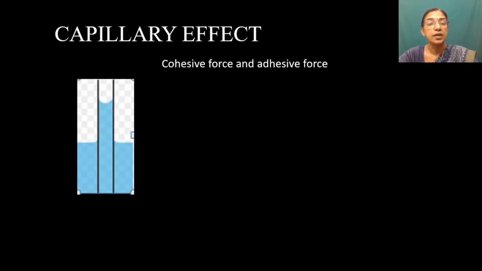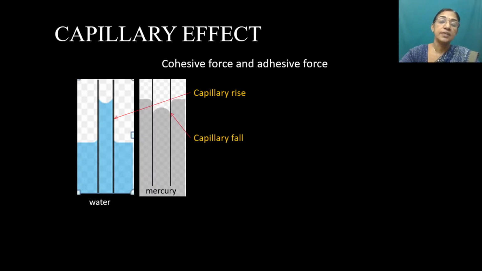Now consider a tube which we insert in water. You can see a capillary rise. That is just because the adhesive force is more than the cohesive forces. Whereas in the case of mercury, you can see a capillary depression, because in mercury the cohesive force is more compared to the adhesive forces. So that is why the level of mercury is curved down, whereas here the level of water is rising up. That means this edge is rising up.